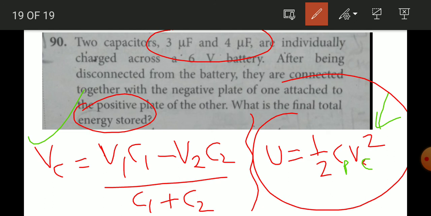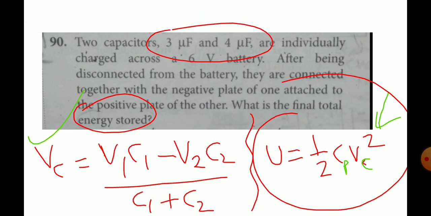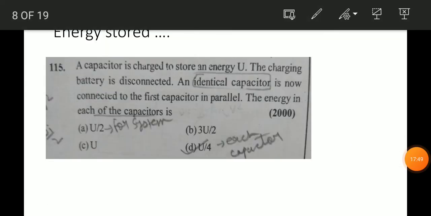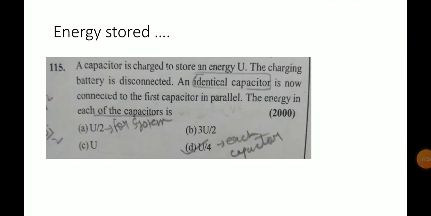So I'll solve this numerical. This is the third type. Here we have to calculate the energy stored. The previous one was about loss in energy. This is about gain in energy or energy stored in the system. Again, this numerical is regarding energy stored. They have not mentioned how much energy is lost here.